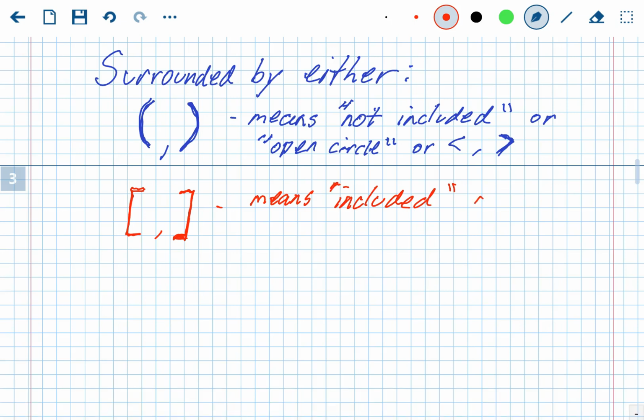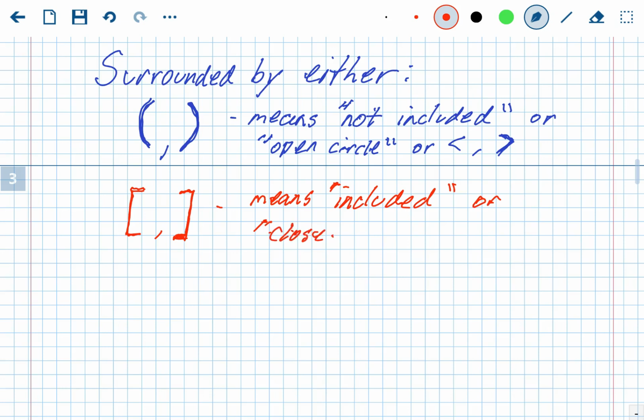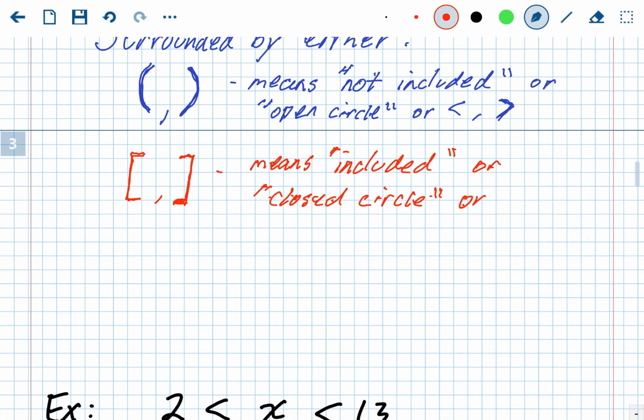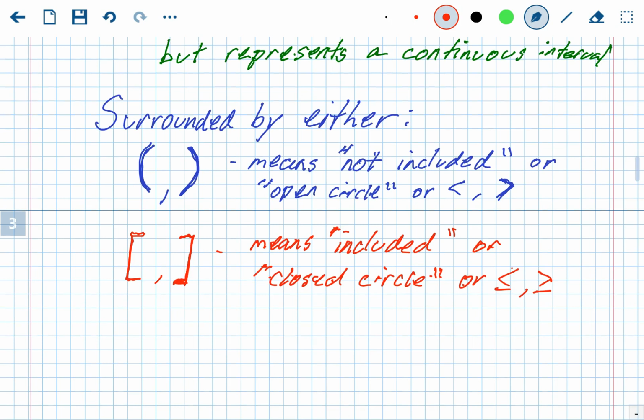Or if there's a closed circle, or if there's a greater than or equal to or less than or equal to. So the or equal to's, the closed circles, the included values get a square bracket. What that means is that endpoint is included in the solution set. If it has a parenthesis, it means that endpoint is not included in the solution set.